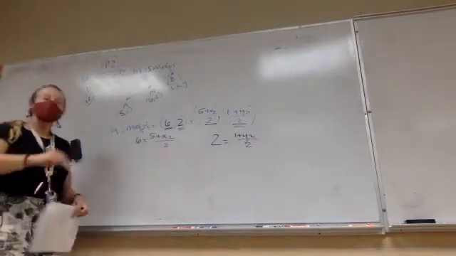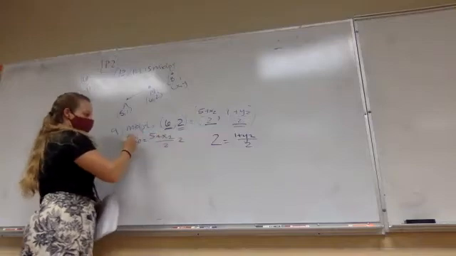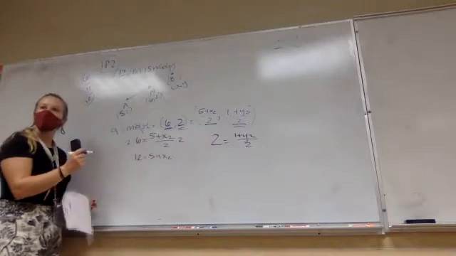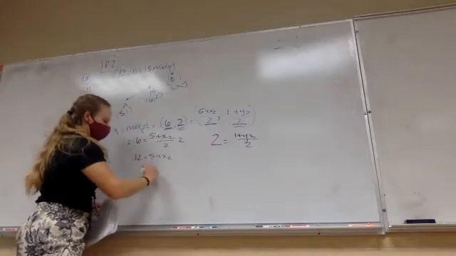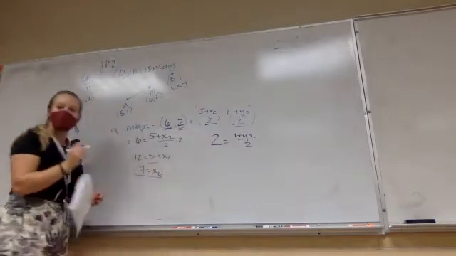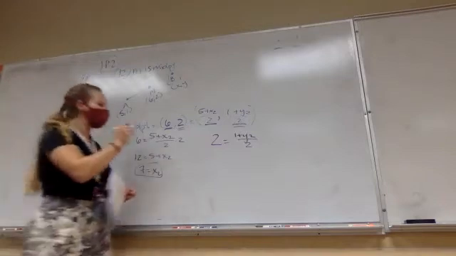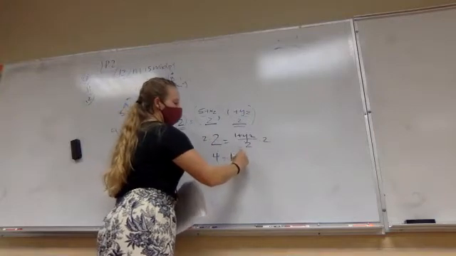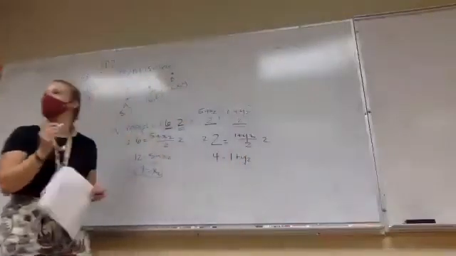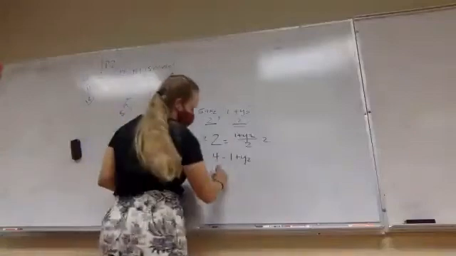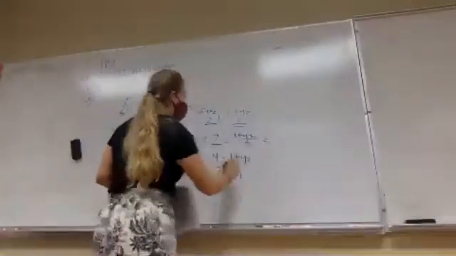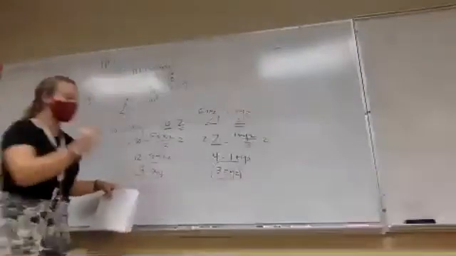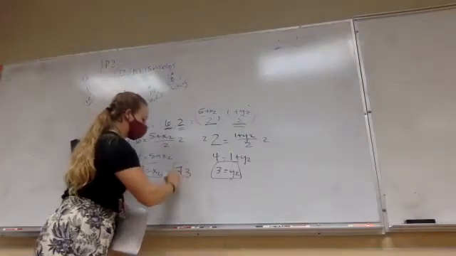Then we can solve. I've got 2 in the denominator, multiply by 2 on both sides. 12 equals 5 plus X2, minus 5. 7 equals X2. Same thing with the Y's, multiply by 2 on both sides. 4 equals 1 plus Y2, minus 1. 3 equals Y2. So my final answer, I do want to write as an ordered pair, would be (7,3).